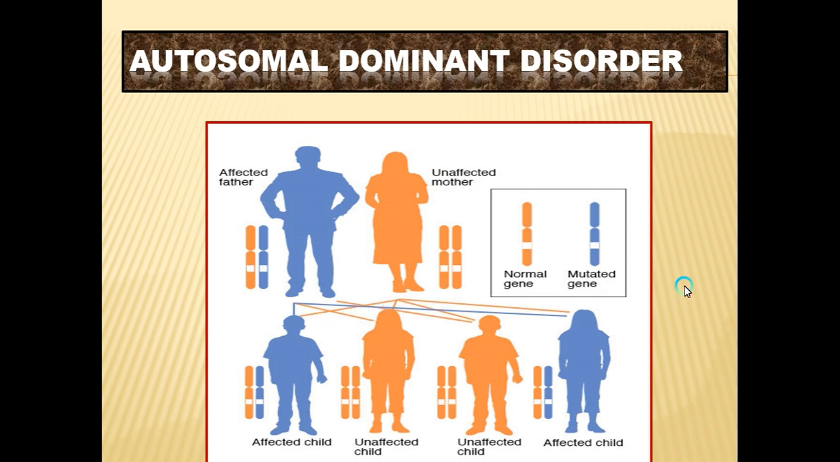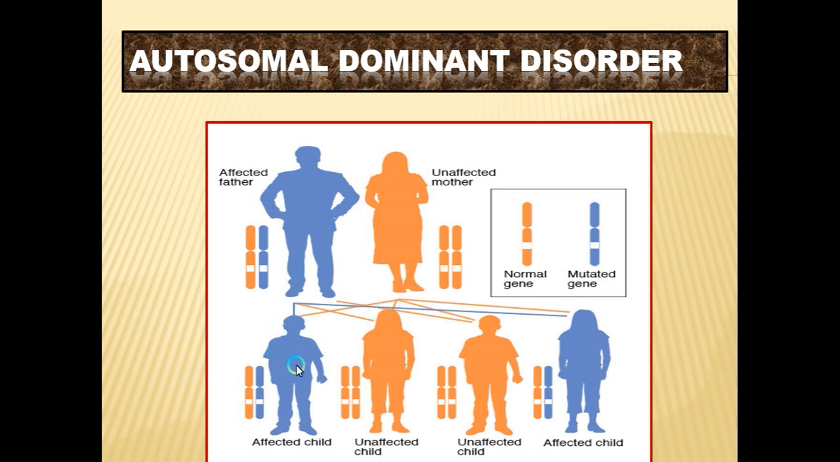Now, this is the affected father, this is the unaffected mother. This is a normal gene and this is the mutated gene, so blue is the mutated gene. So what we find here is, see how to find it out. One blue and one of this.